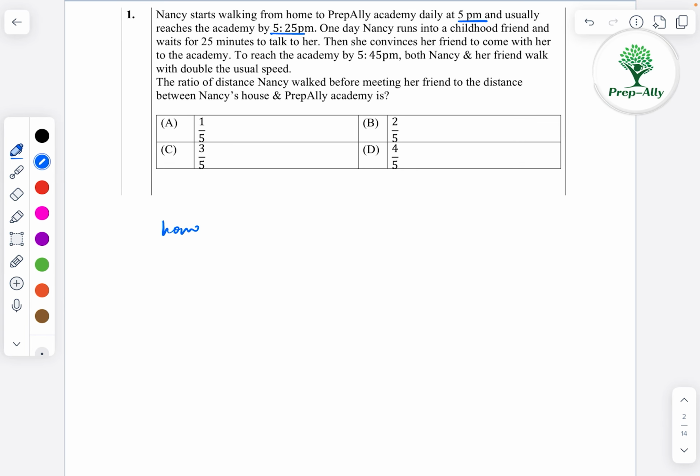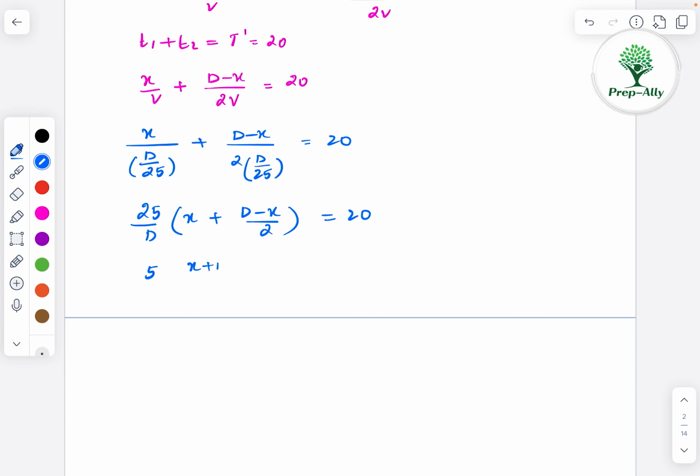So you take the 25 to the numerator, 25 by d will be common. So we can cancel out 5. If you take LCM, 2x minus x is x plus d by 2. This will give us 4. We'll get this d also this side. Now we have here 5 by 2x plus 5 by 2d equal to 4d. So if you take the d term to the other side, we get 4d minus 5d by 2, that is 8 minus 5, 3d by 2. So we get 5x equal to 3d or x by d equal to 3 by 5.